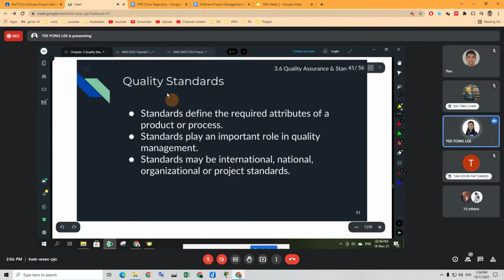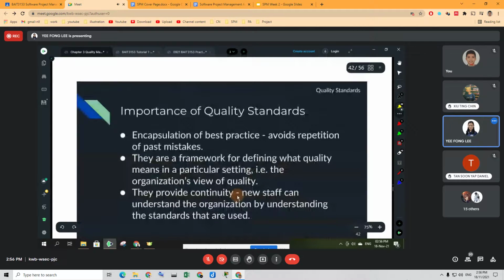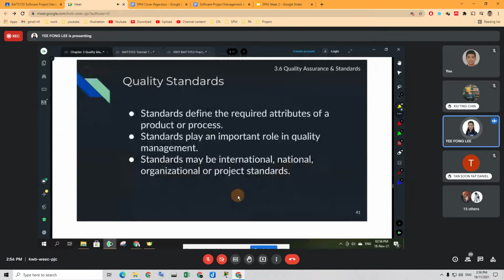And quality standards play an important role. The standard could be international, is it mentioned here? Somewhere maybe in the next slides. The standard could be an international standard, a national standard, a within-the-project standard, or a within-the-organization standard. This is a guideline so that everybody works in line with the standard.